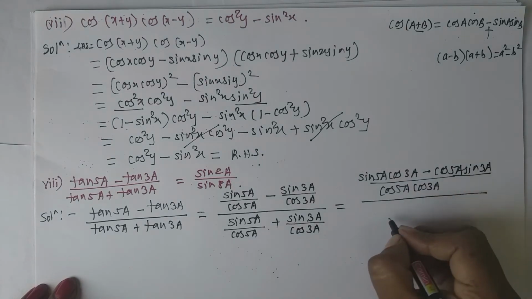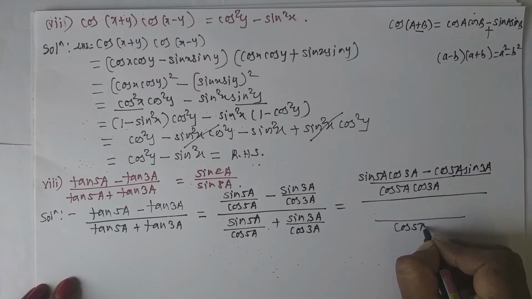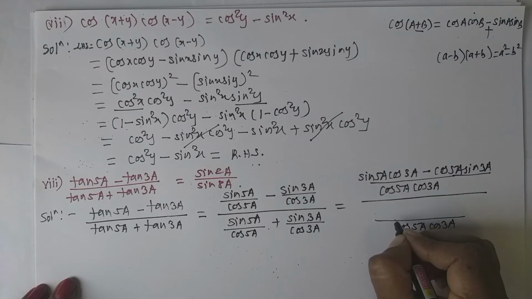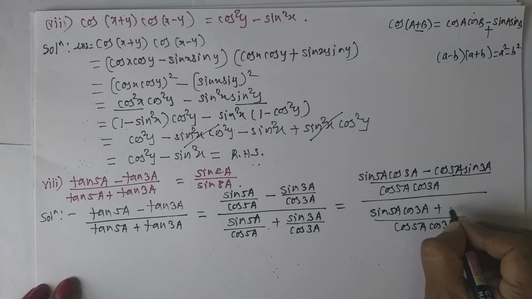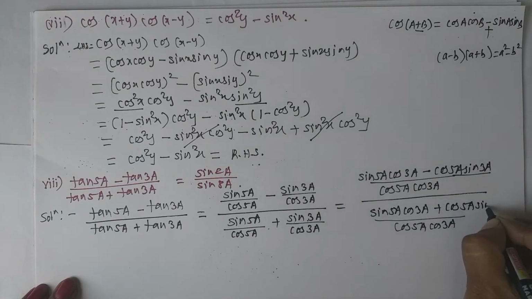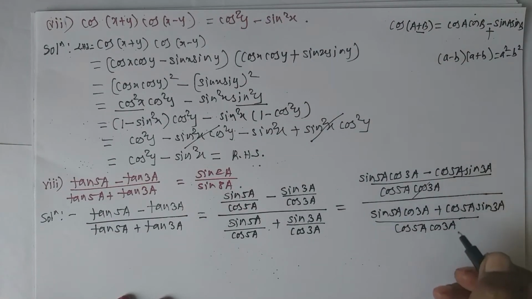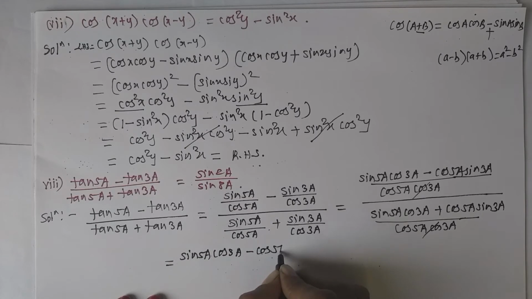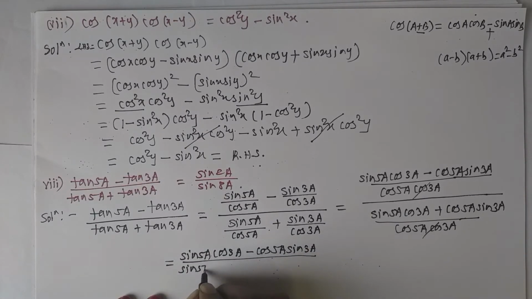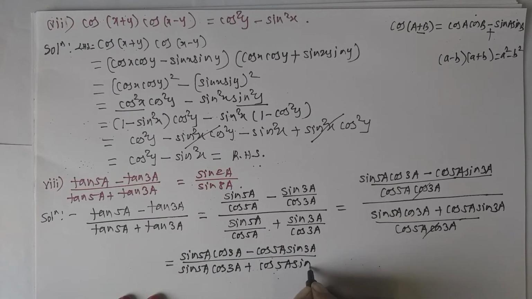And for the denominator, again you take the LCM, cos 5a cos 3a, take cross multiplication. This will be sin 5a cos 3a plus cos 5a into sin 3a. Okay. Then this cos 5a cos 3a will get cancelled, and what remains in the numerator? In the numerator sin 5a cos 3a minus cos 5a sin 3a remains, and in the denominator sin 5a cos 3a plus cos 5a sin 3a remains.